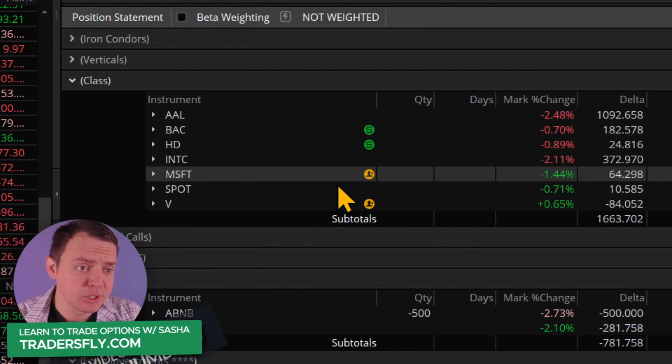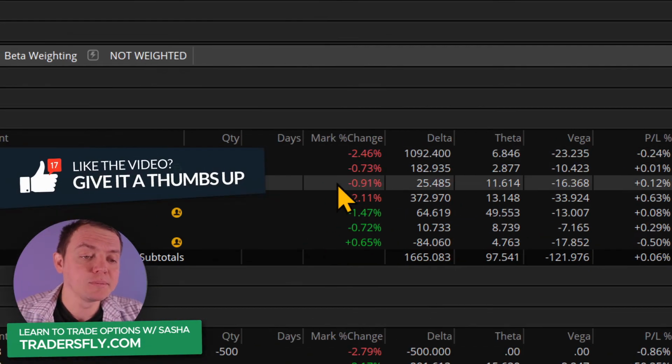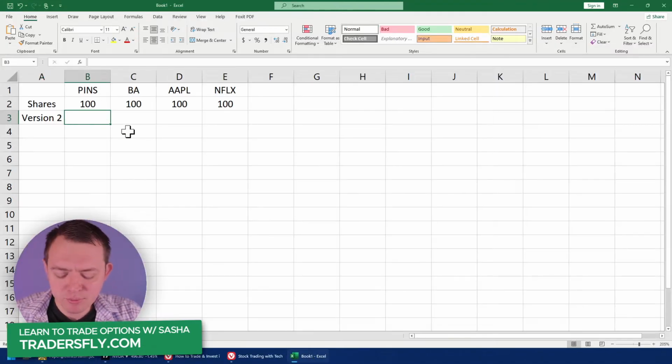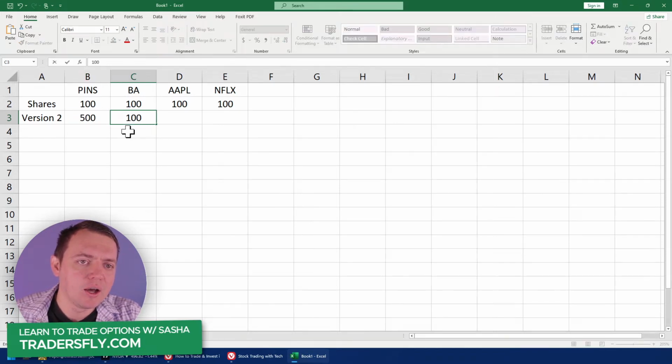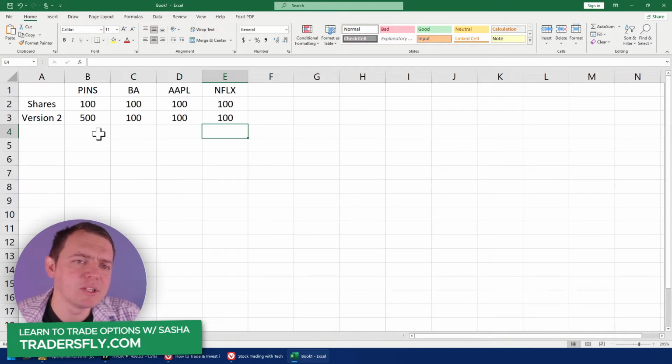And when you have this concentration of risk, if that stock goes up, you're doing well. If it goes down, you're doing poorly. So you can't really judge it based on the share number. So this is where, if we look at something like Pinterest, you might need 500 shares of this, 100 shares of this, 100 shares of Apple, and then 100 shares of Netflix. That starts to become a little more reasonable.